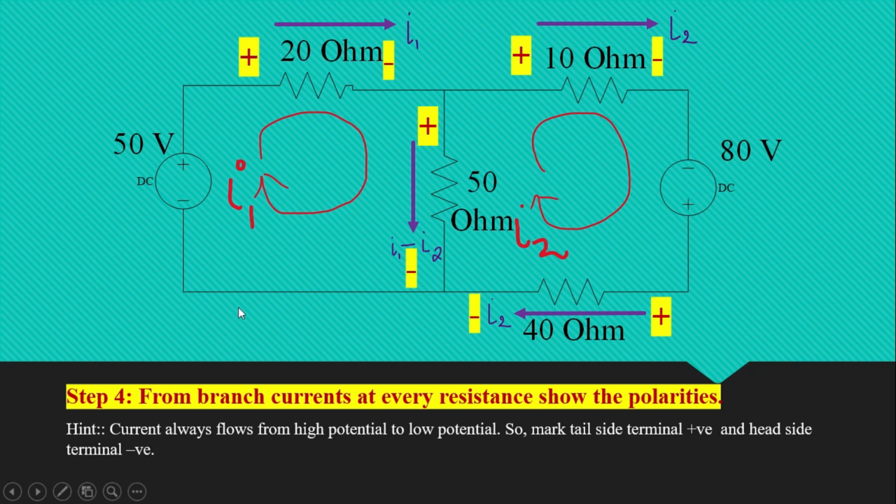And for the voltage source, there is no need to show it because it is already shown there. Okay, so in this way, we know the polarity of each element in this circuit. So this step 4 is done. Let's go to step 5.